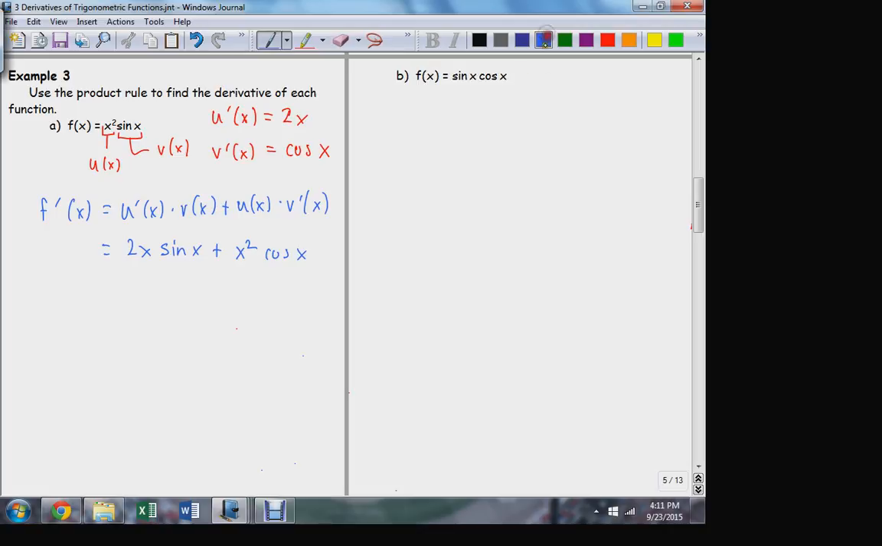Okay, same thing here. This function is composed of two separate factors, each factor representing a unique function. So I'm going to call the first factor u, I'll call the second factor v, and let's go ahead, we'll need this in a minute. What's the derivative of u? We just did that, right? Cosine. And what's the derivative of v?